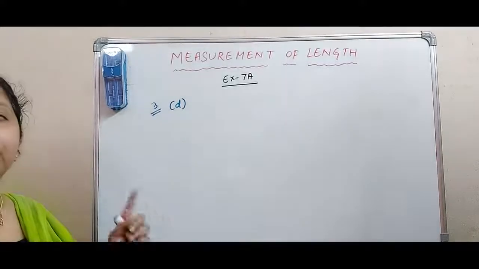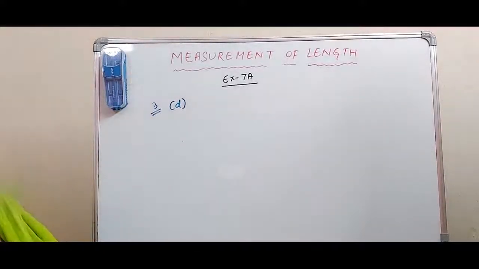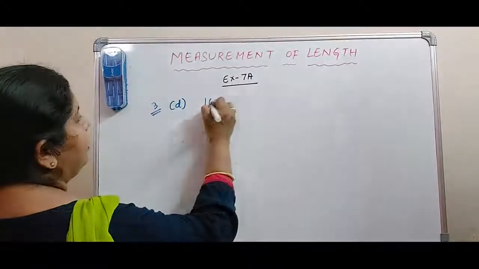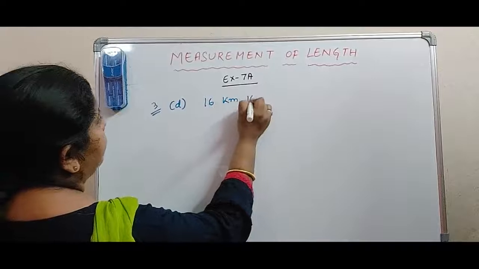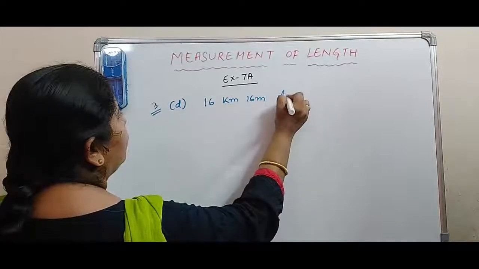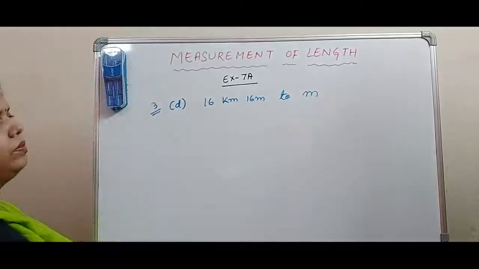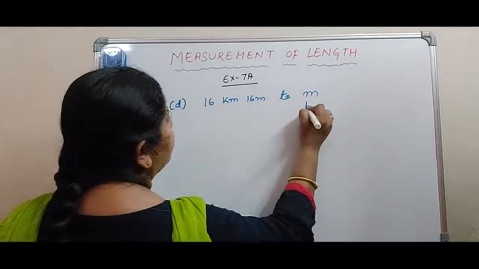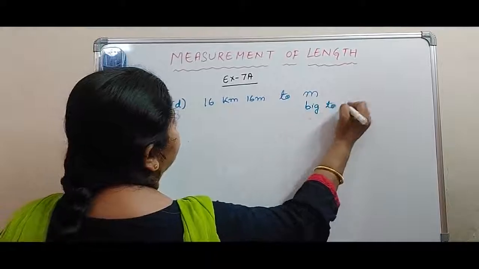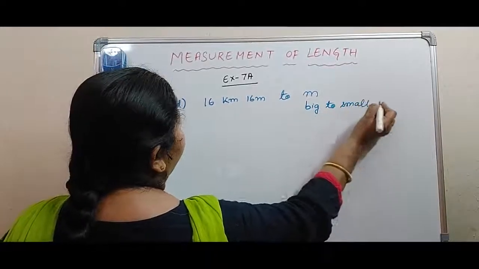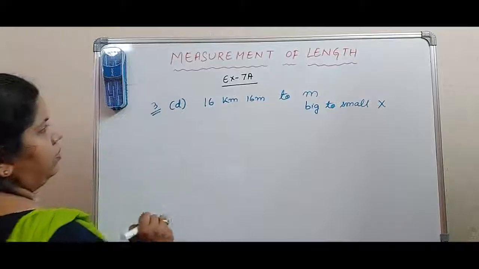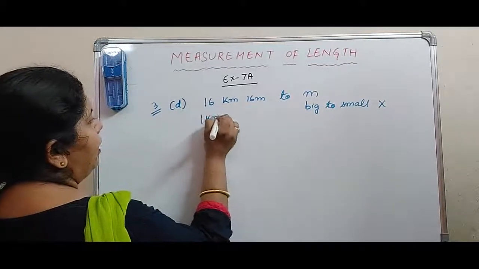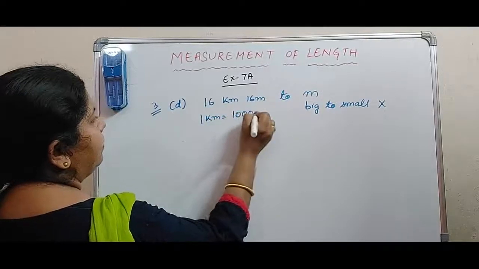Proceeding on to question number 3, I am doing bit D. The question is, we have to convert 16 kilometer 16 meter to meters. So first, what type of conversion is it? It is a big to small conversion. So what we have to do? Multiplication. Okay. And 1 kilometer equal to 1000 meter.